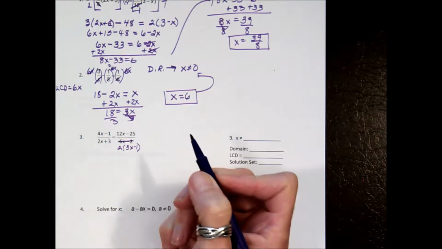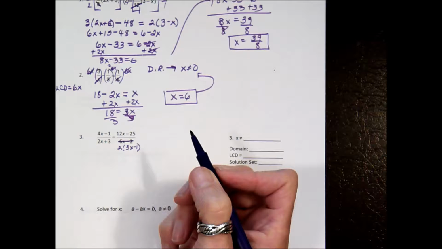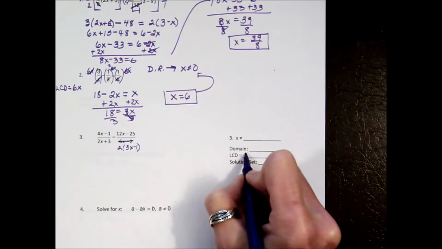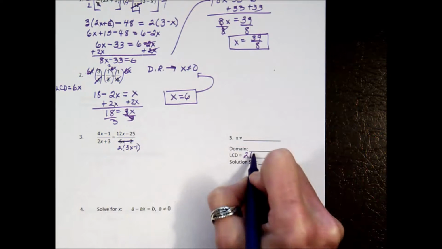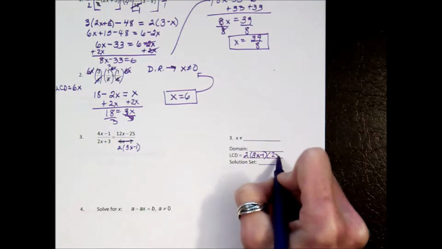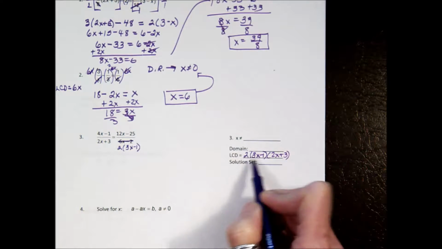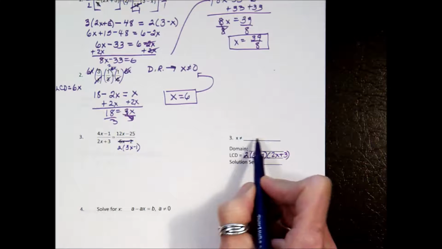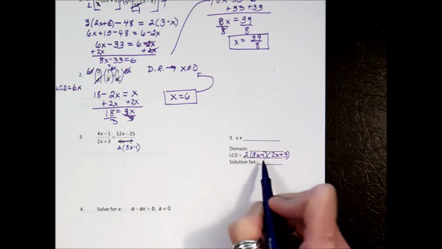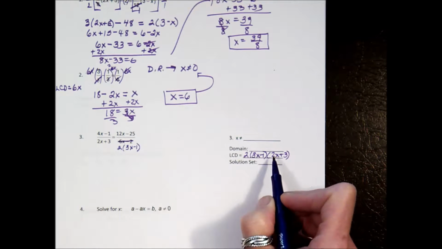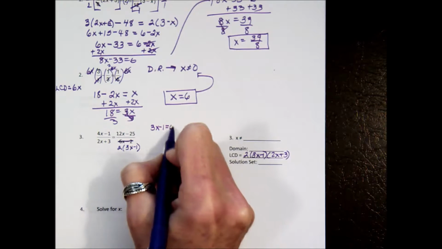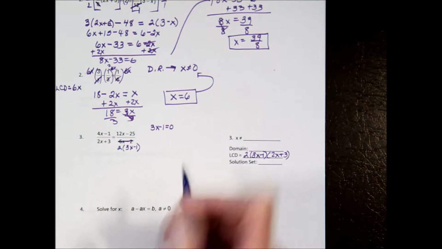So I'm going to actually do my LCD first. So what I need in my LCD is I need a 2, and I need a 3x minus 1, but I also need a 2x plus 3. From that LCD, I can easily find my domain restrictions. So I know that the 2 is fine, but these two need to each be set equal to 0. So 3x minus 1, if I set that equal to 0, I will find a domain restriction.